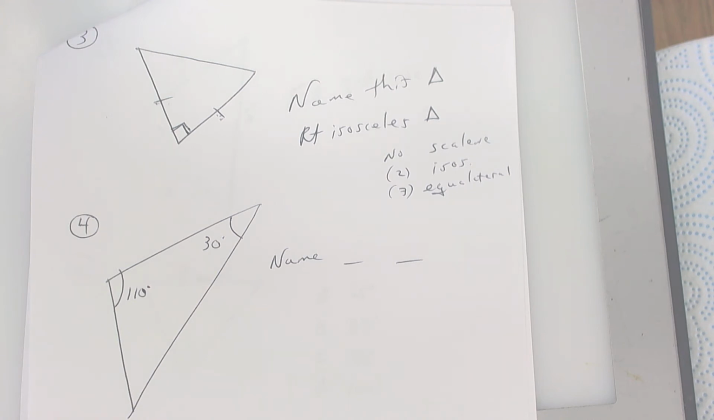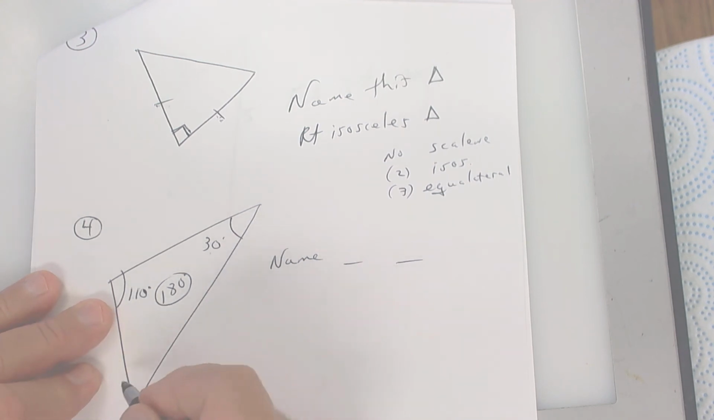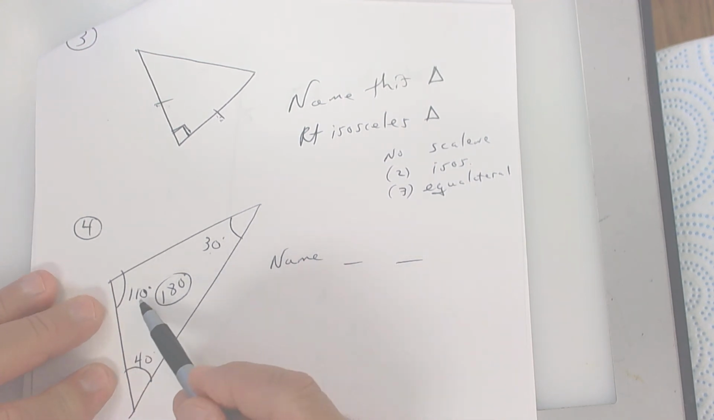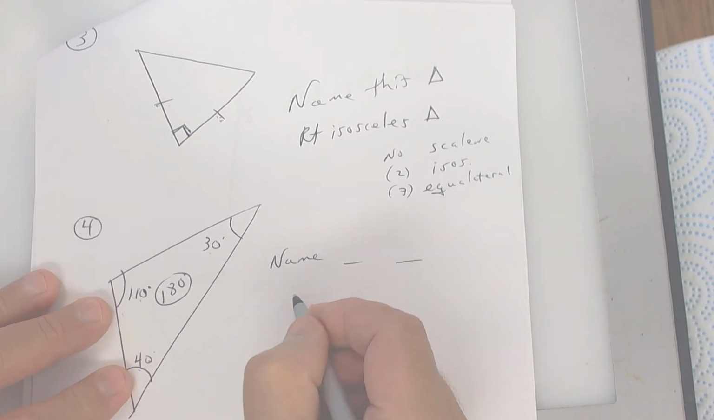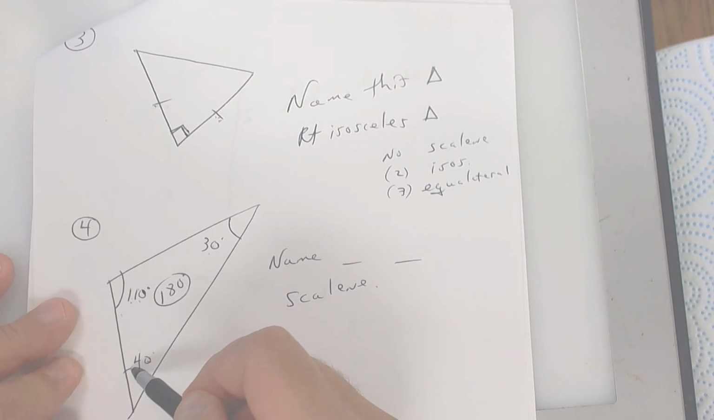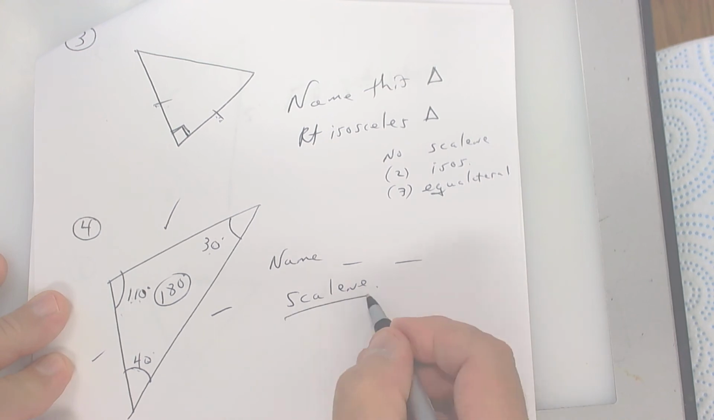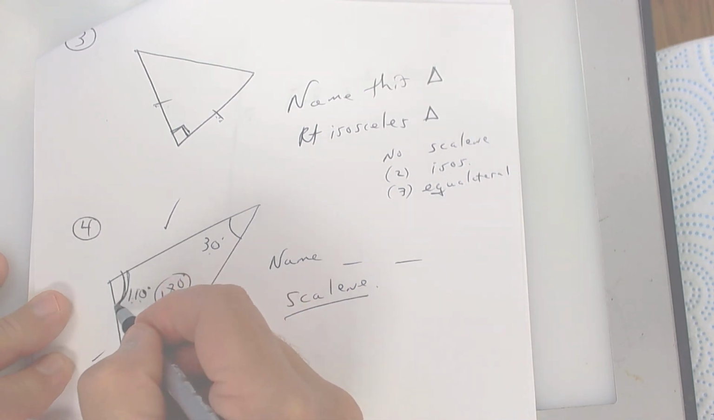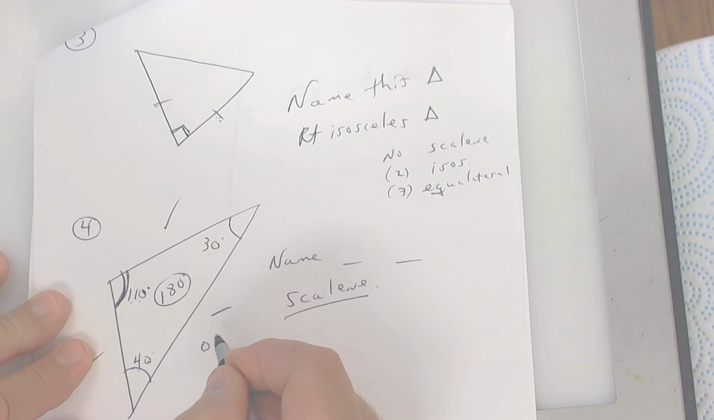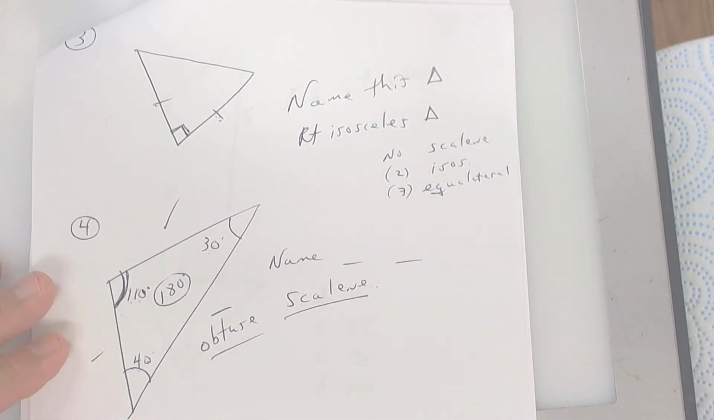Look at number 4. Name that triangle. Since one angle is bigger, okay, now every triangle adds up to 180. You were taught that. So this is 140, so this has to be 40. Since these angles are all different, it's scalene. If the angles are different, the sides are going to be different. They're not the same. Okay, so it's scalene. And since this angle is bigger than 90, it's called an obtuse scalene triangle.